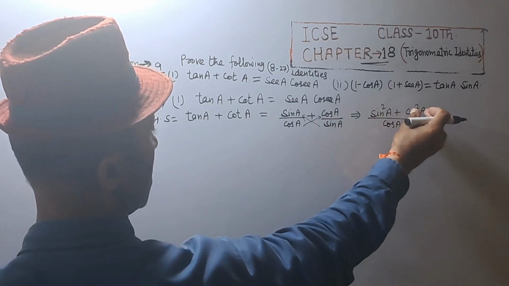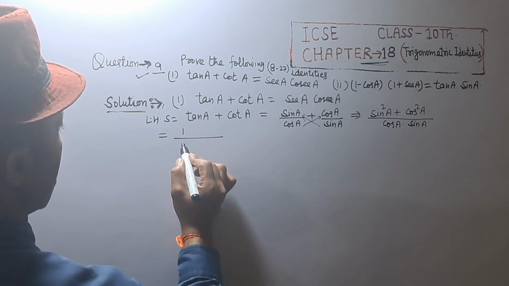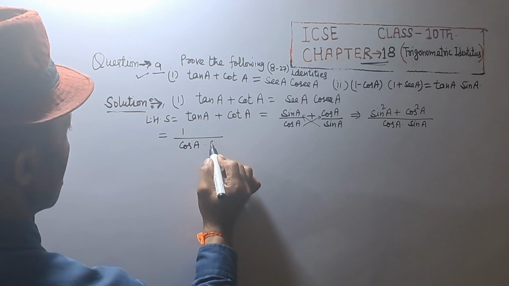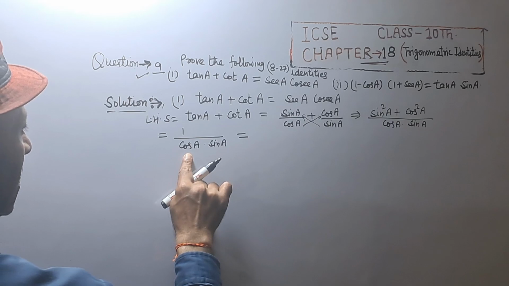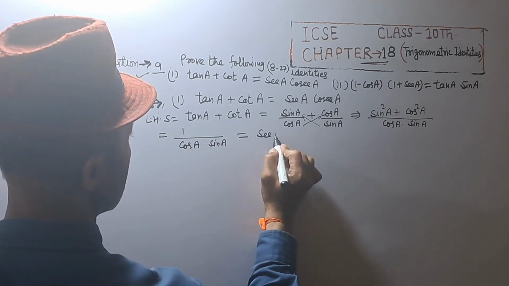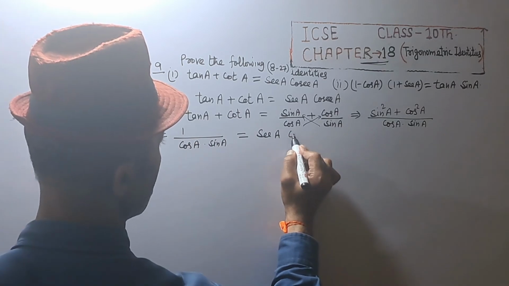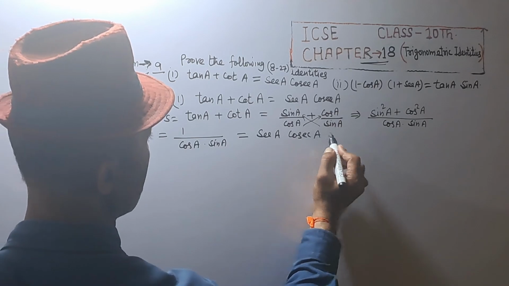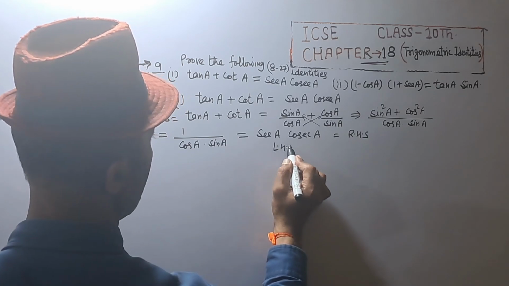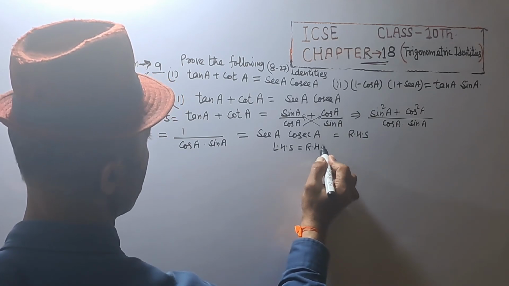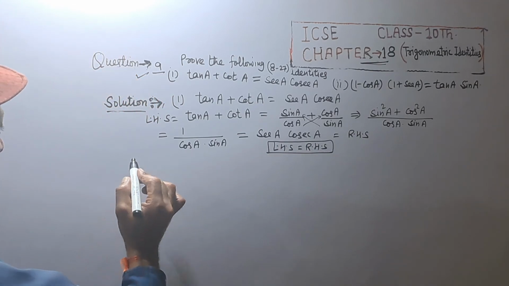Sin square A plus cos square A, that is equal to 1, divided by cos A into sin A. 1 upon cos A, that is equal to secant A, and 1 upon sin A, that is equal to cosecant A. So LHS is equal to RHS, hence proved.